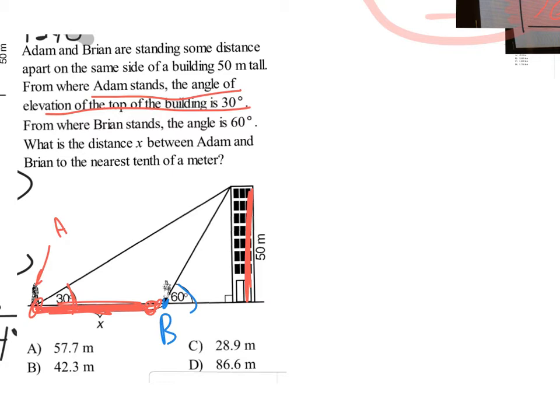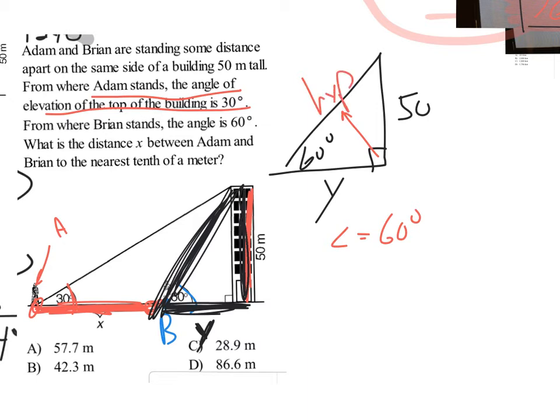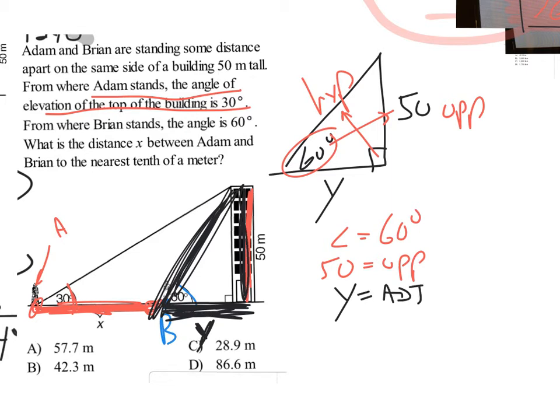So here's what we're going to do. First, we're going to use some trigonometry to figure out the distance from Brian to the building. So I'm going to call that y. I'm going to use this black triangle, which I'm going to reproduce here. So I have 60, this is y, and this is 50. In this black triangle, the angle is 60 degrees. There's the hypotenuse. Since the angle is 60, 50 is opposite. And then y, this distance here, is going to be the adjacent. So first I'm going to use the tangent to figure out the distance from Brian to the building.